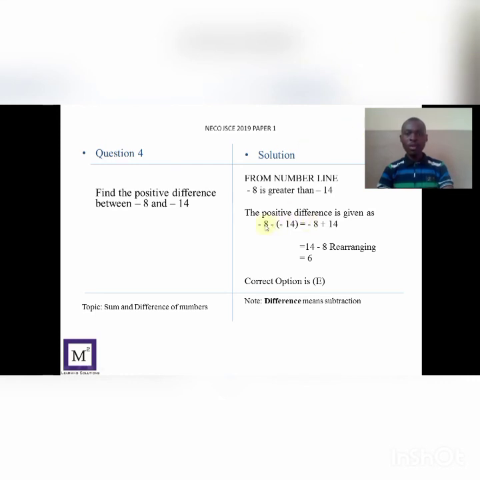And so you have minus 8 minus, then you have minus 14 in bracket, minus and minus is plus, so you have minus 8 plus 14. And then you can swap the numbers or simply rearrange, put the plus 14 forward first and then minus 8 next, so that it becomes easier to subtract, and your answer is 6.